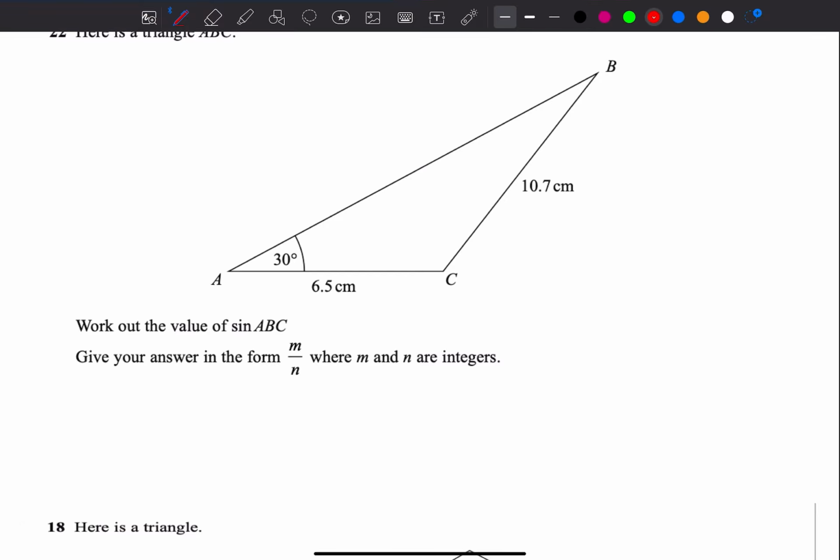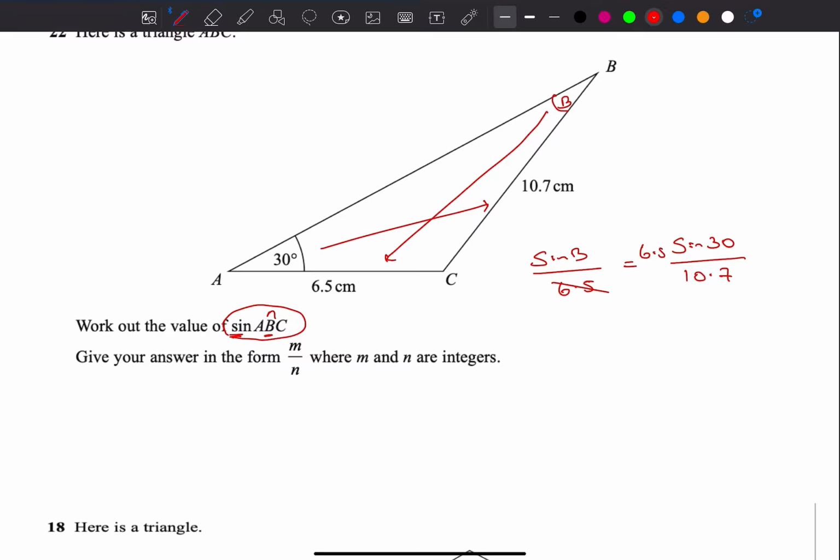This would be a non-calculator question normally, but find the value of sine ABC. They don't want the full angle, they just want the value of the sine. It's a sine rule probably. ABC, so it's the middle letter, which is B. So you want that angle. So that and that, this angle can go with that. Okay, so that's sine angle B. Let's call that angle B over 6.5 equals sine 30 over 10.7.